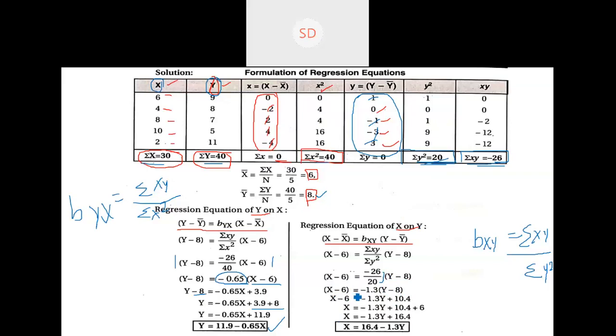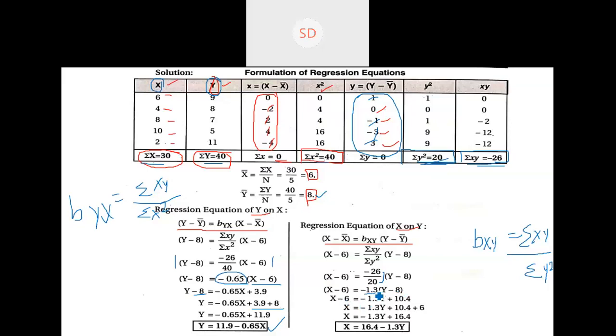So x minus 6 is equal to minus 26 by 20, that is minus 1.3. Then y minus 8 is taken as usual, or it is kept as it is. Then next step, we will remove all the brackets in the equation. So x minus 6 is equal to, now multiply this minus 1.3 with this expression.